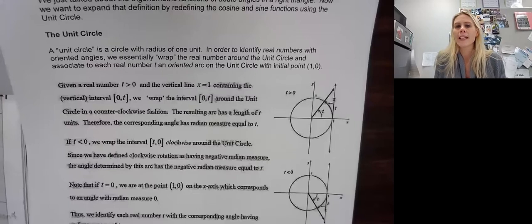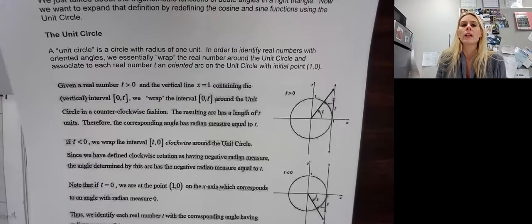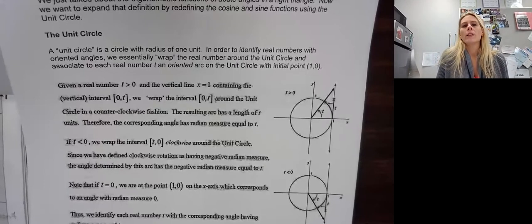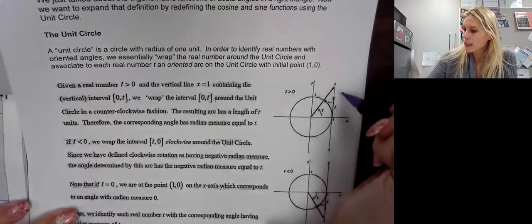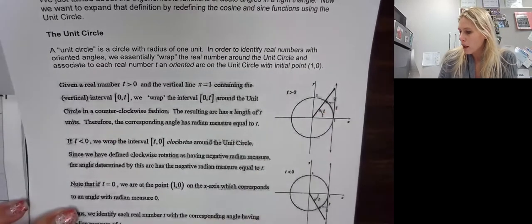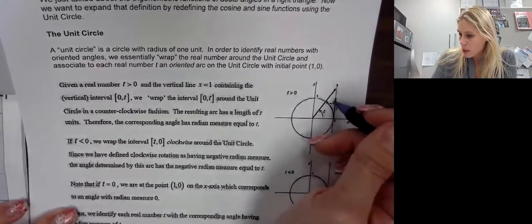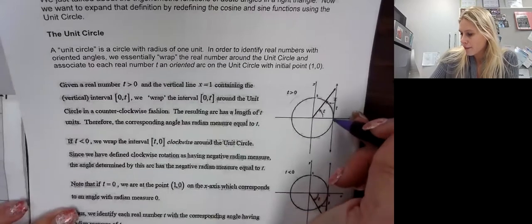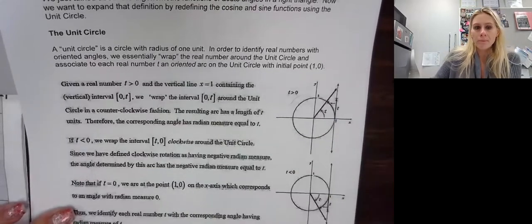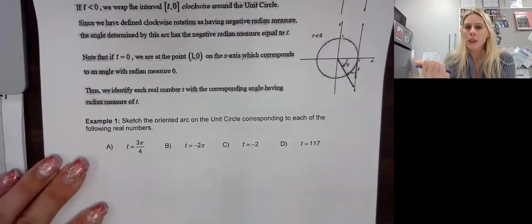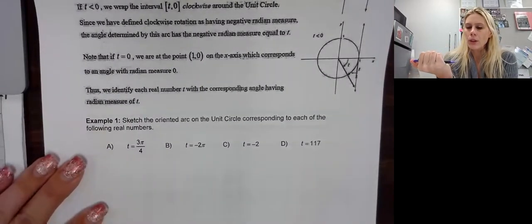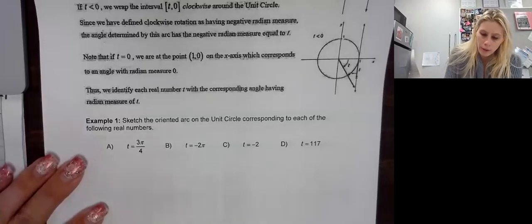In order to identify real numbers with oriented angles, we essentially wrap the real number around the unit circle and associate to each real number t an arc. So it's almost like we have the sun and we're wrapping it around. Starting at 0, we go around here. For negative, we go clockwise. So what we're going to do first here is sketch the oriented angle in the unit circle corresponding to each of the following real numbers.